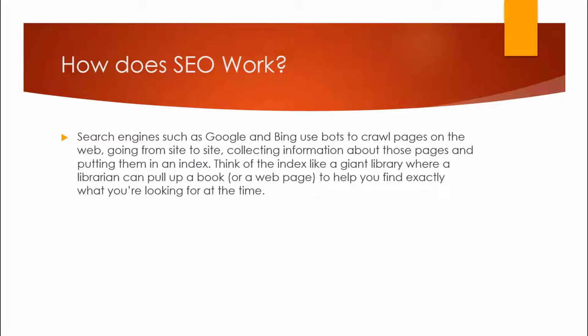So the popular search engines like Google and Bing, they have spider bots. Like spiders, they crawl the whole internet. All the pages, they go from site to site and page to page, collecting all the information so they can put them in an index. So you might be thinking, what is an index? Think of an index like a giant library where they store all the information that they get from those pages so they can refine it and show it to the users.